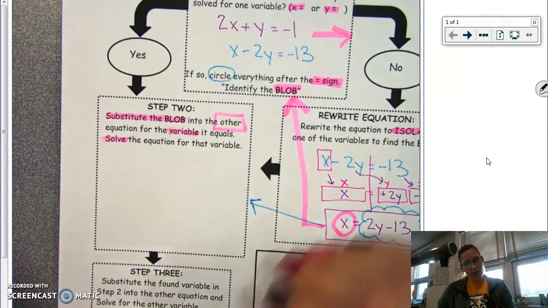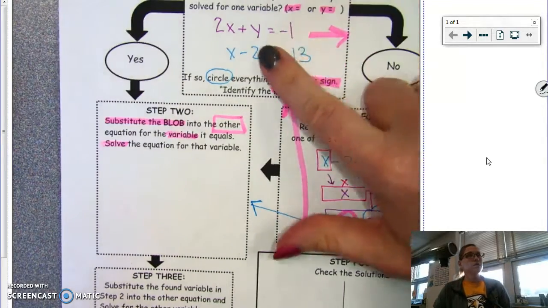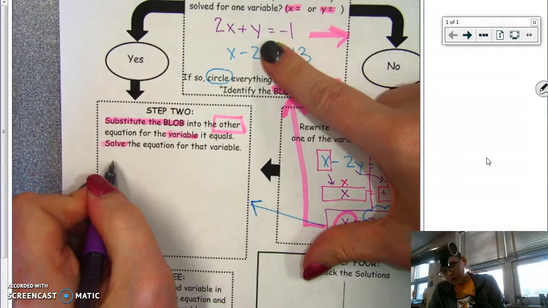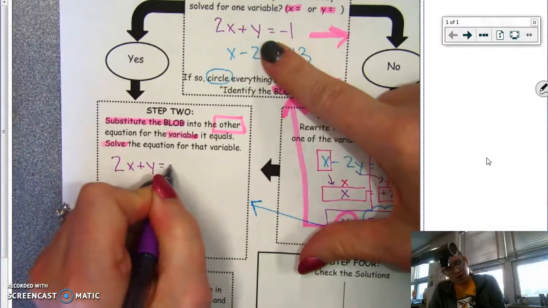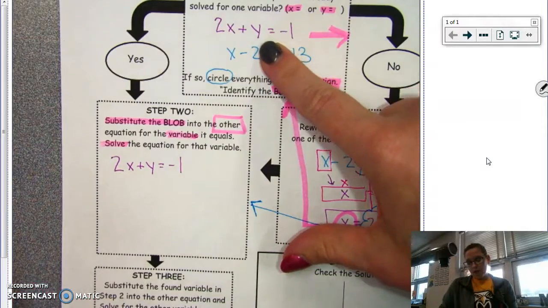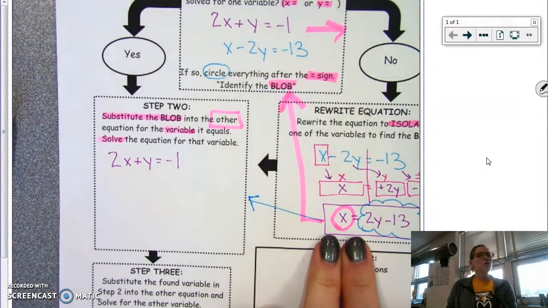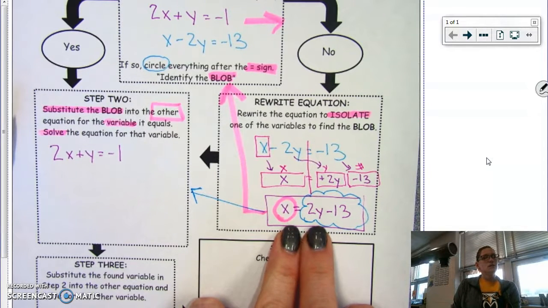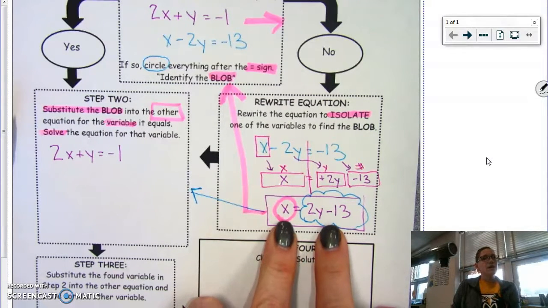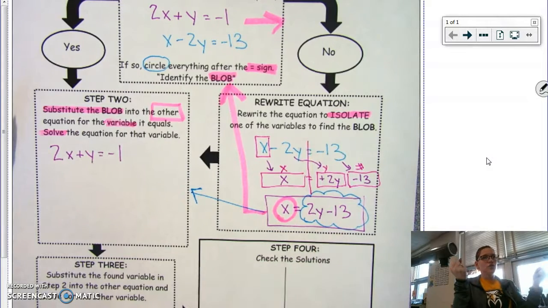All right, so we're going to take our original equation up here, the one we haven't touched yet. 2x plus y equals -1. What do we know? What does x equal as of right now? x equals, in this equation right here, 2y minus 13. So if I swap them out, they would equal the exact same thing.